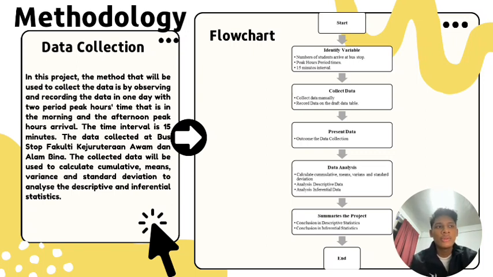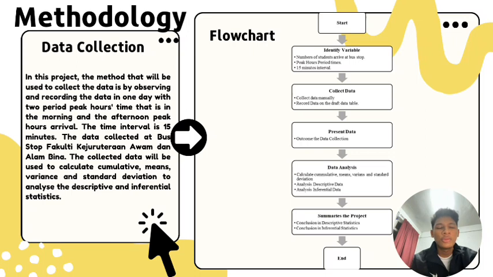First, we start with identifying the variable, which is the number of students arriving at the bus stop. Then we determine the peak hours period, and the time interval is 15 minutes. Then we collect the data at the site manually. Then we record the data in a draft table. After that, we present the data and get the outcome of data collection.